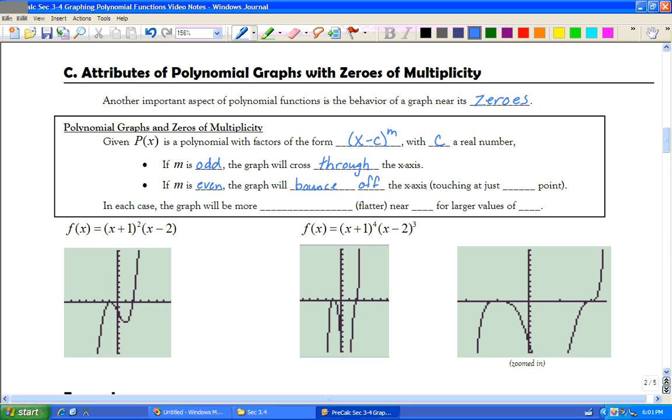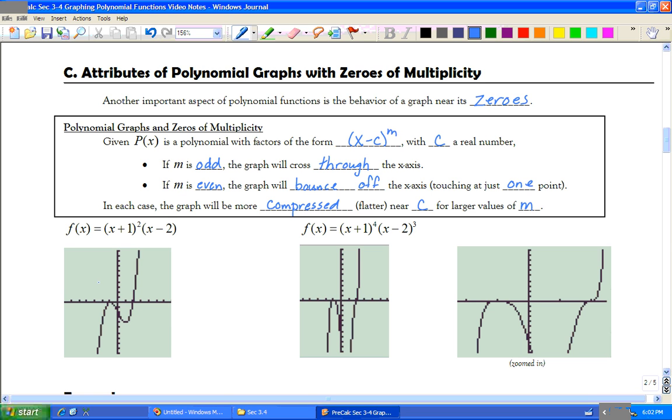It's going to bounce off the x-axis, touching at just one point. So in each of these cases, it's going to be more compressed at that zero, which means flatter near that zero, which is our c value, for larger values of m. So let's just take a quick look at that.